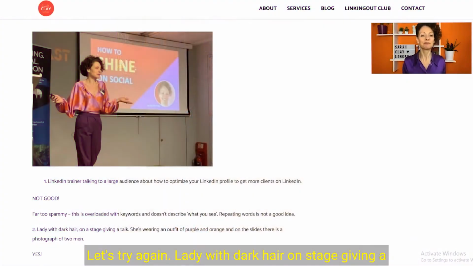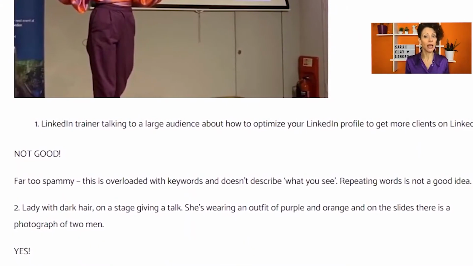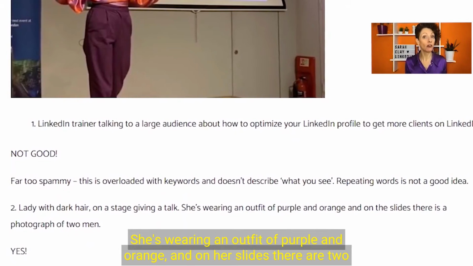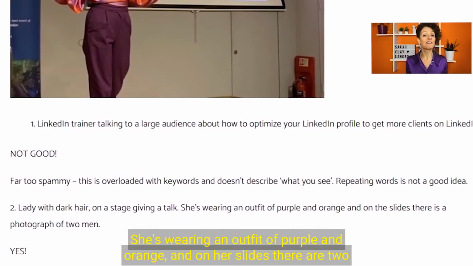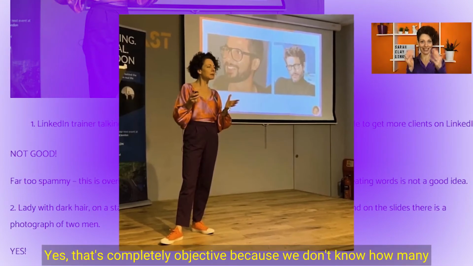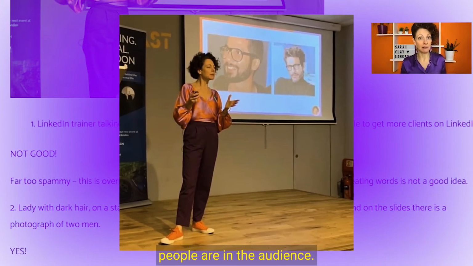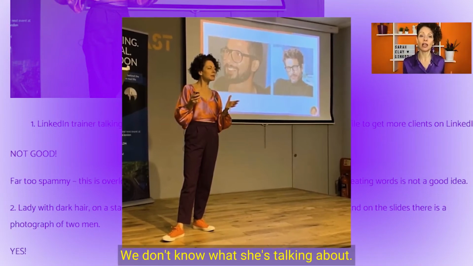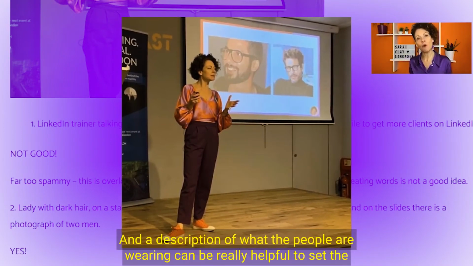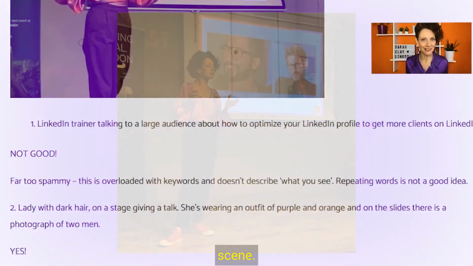Let's try again. Lady with dark hair on stage giving a talk. She's wearing an outfit of purple and orange, and on her slides there are 2 photographs of men wearing glasses. Yes, that's completely objective because we don't know how many people are in the audience, we don't know what she's talking about, and a description of what the people are wearing can be really helpful to set the scene.